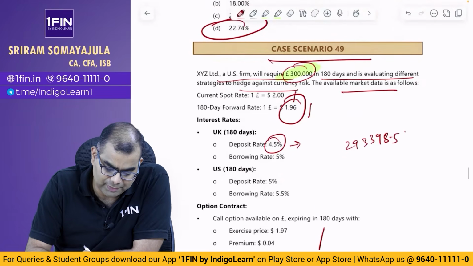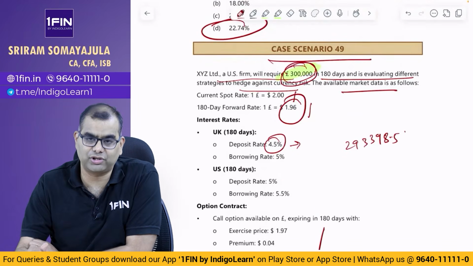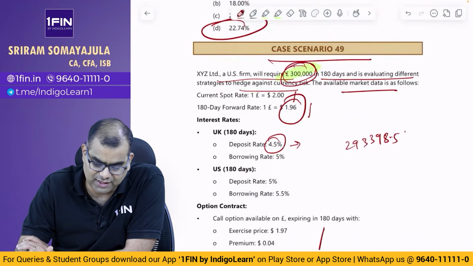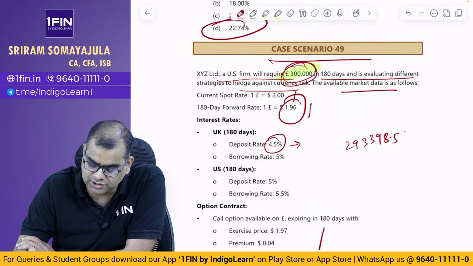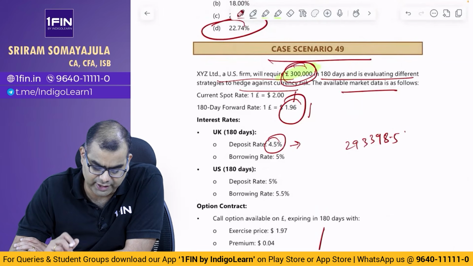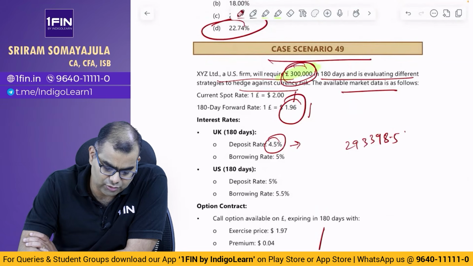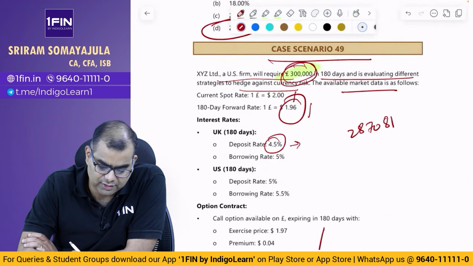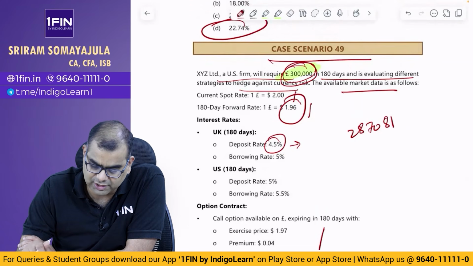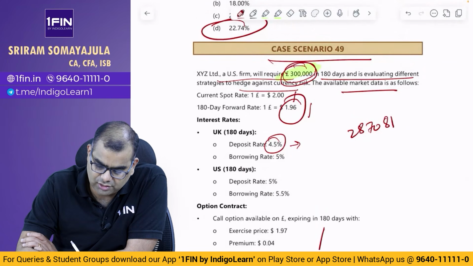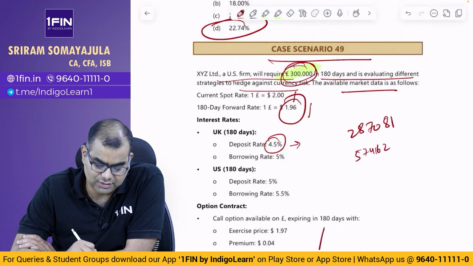So you need to repay, your deposit needs to mature and you need to get 3 lakh pounds after 6 months. So if you get 3 lakh pounds after 6 months at 1.045, because that is the deposit rate in UK, you will have to make a deposit of 287,081 today. This 287,081 today, what you have, you are going to actually borrow it in dollar terms. So into 2, because the current spot rate is this, which is 574,162. This is the dollar borrowing.